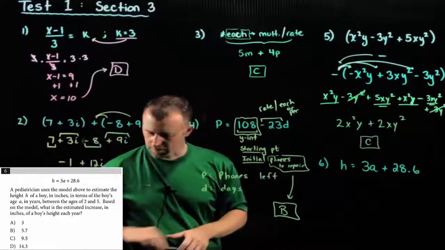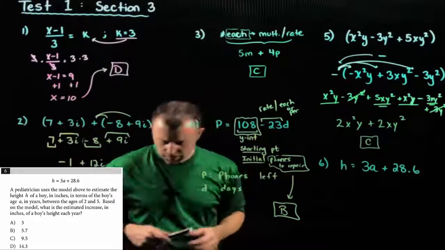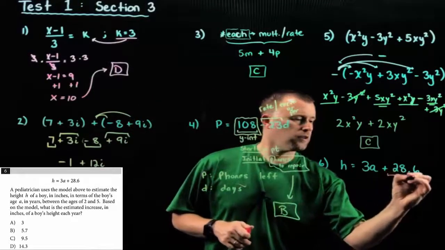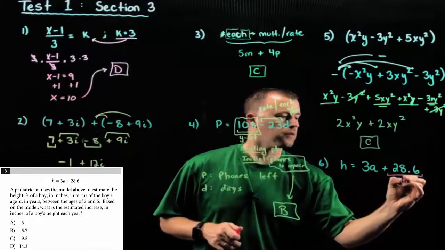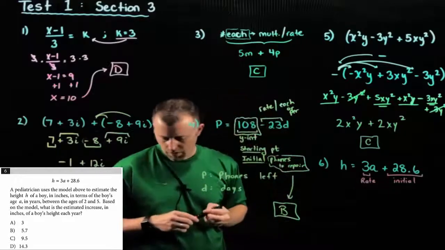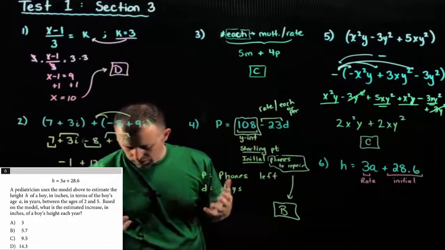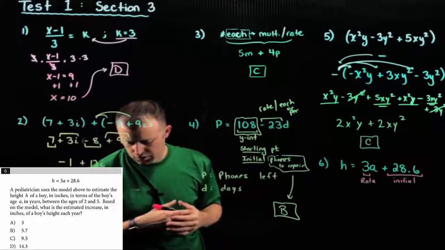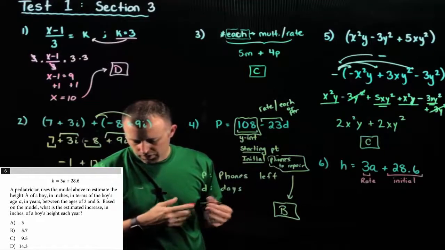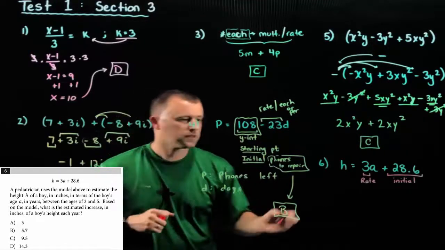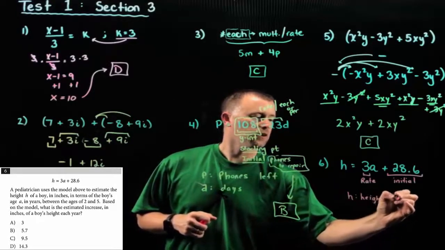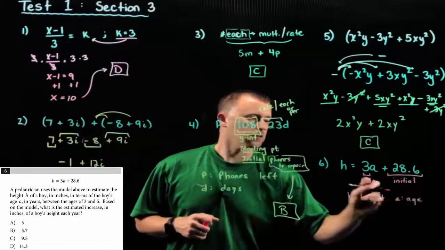And next up, finally, we have number 6. So number 6, they are just giving us that equation. Again, a very similar equation. Remember, we have an initial value, and we have a rate. So in this case, they're giving us this equation. They're telling you a pediatrician uses this model to estimate the height of a boy in inches in terms of the boy's age A. So we have height in terms of age.